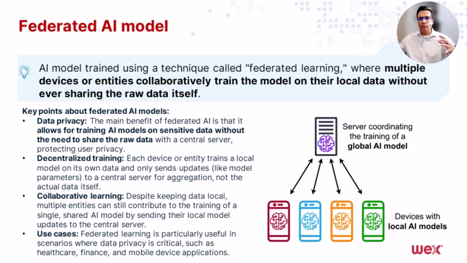Now, let's say they want to train one model using all of that data without having to share that data with each other. You can do that by collaborative learning, and that collaborative learning allows the model to be trained on these different sets of data without the need for sharing that data. And this is very critical where privacy is critical, or in areas like finance, healthcare. So that's what the federated AI model is.